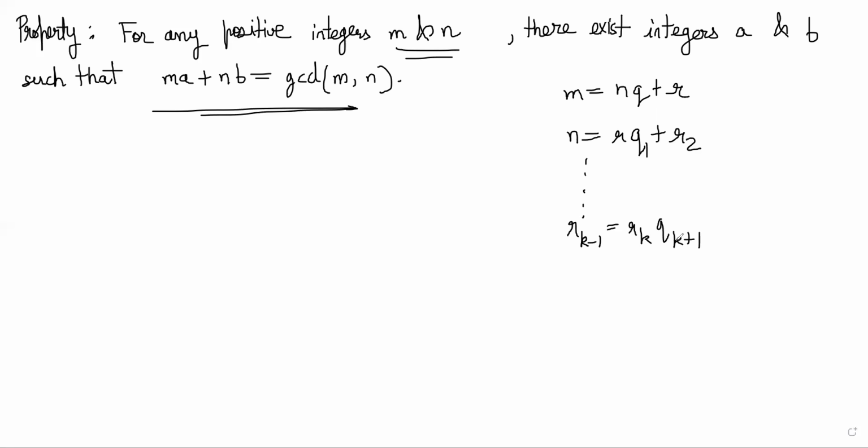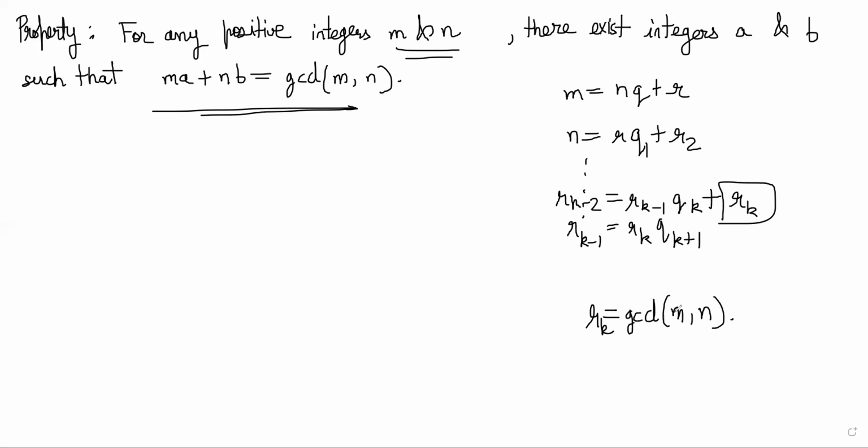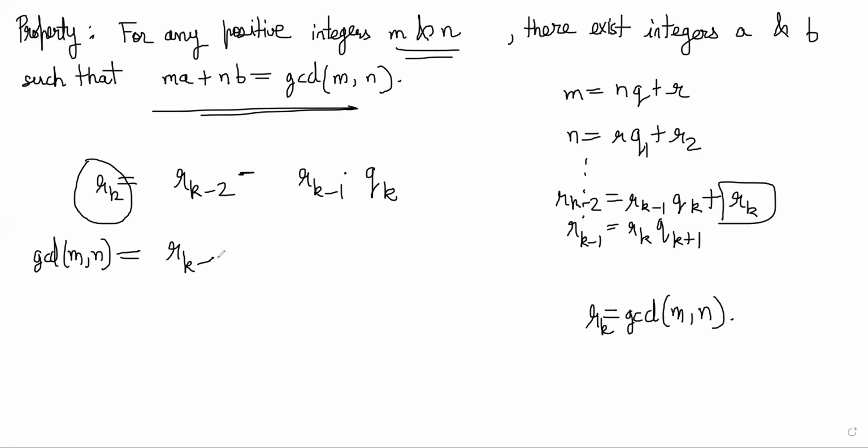So what we can say is, what are the integers such that ma plus nb is equal to GCD of m and n? Now here we know that GCD of m and n will be the previous step remainder. rk minus 2 is equal to rk minus 1 qk plus rk. rk is the remainder here, and rk is equal to GCD of m and n. So rk is equal to rk minus 2 minus rk minus 1 into qk. So we are writing your GCD here.